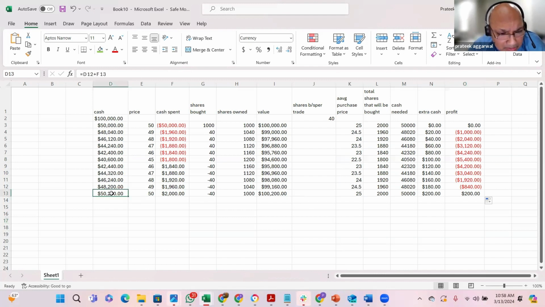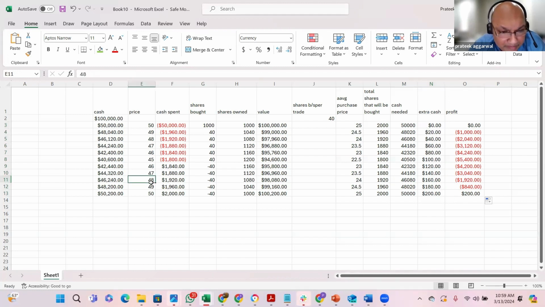So now at 50, the cash in my account is 50,200, so your extra cash is 200. But my extra cash has been steadily increasing. Whether the stock goes up in price or down in price, my extra cash is just steadily increasing. This is our magic.